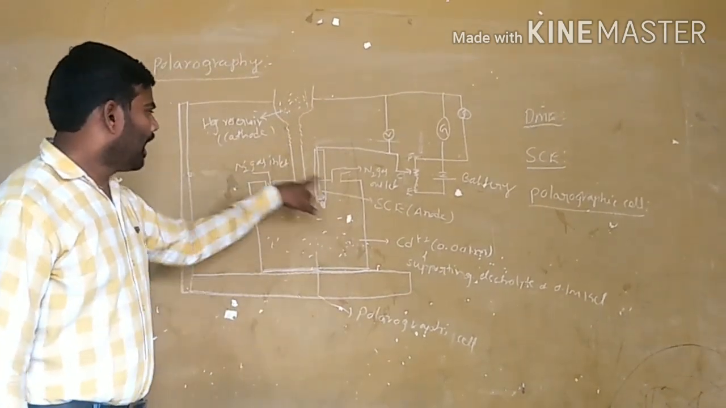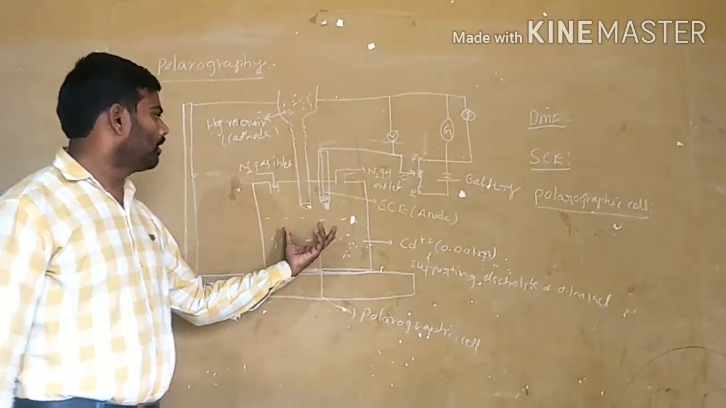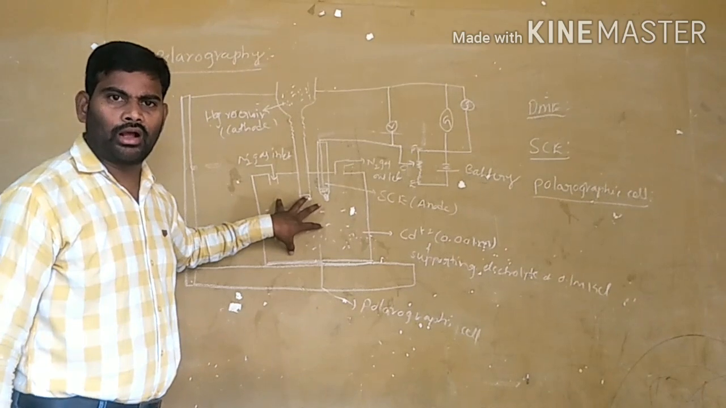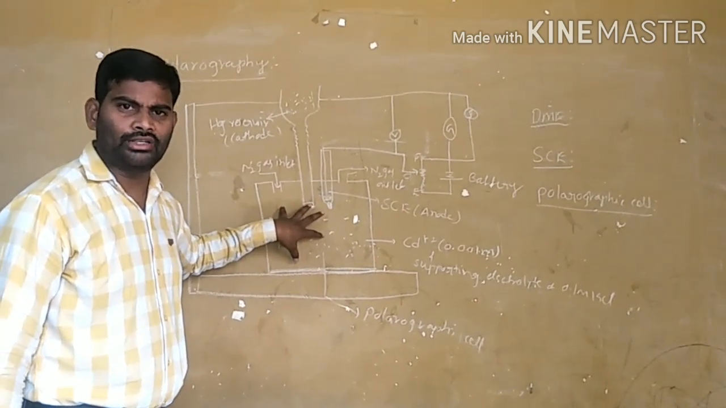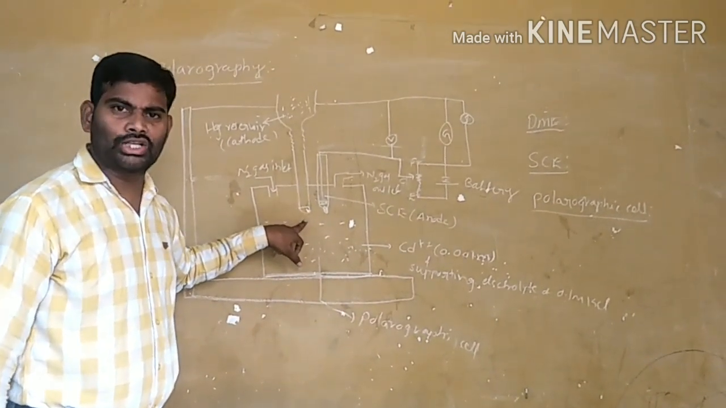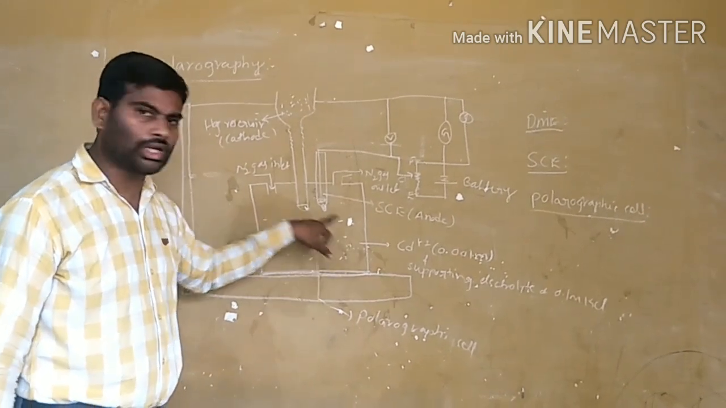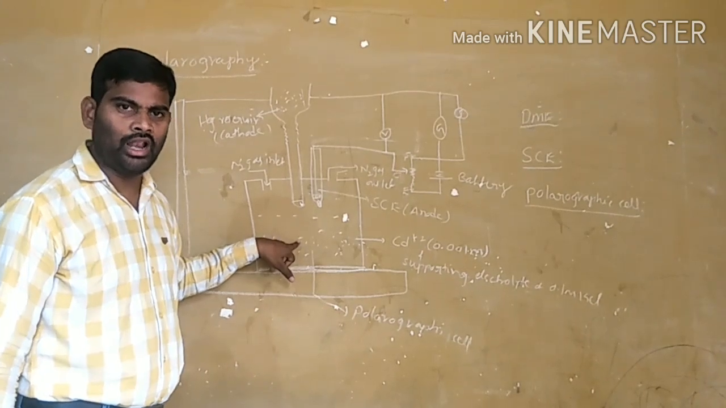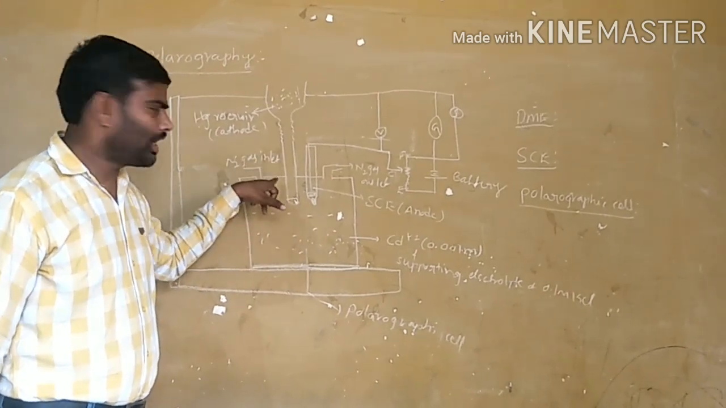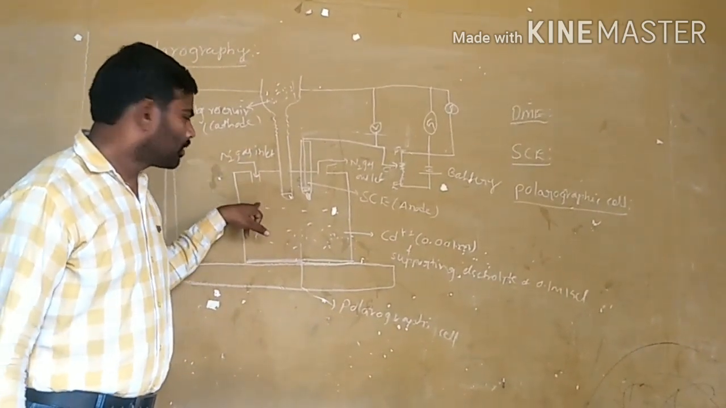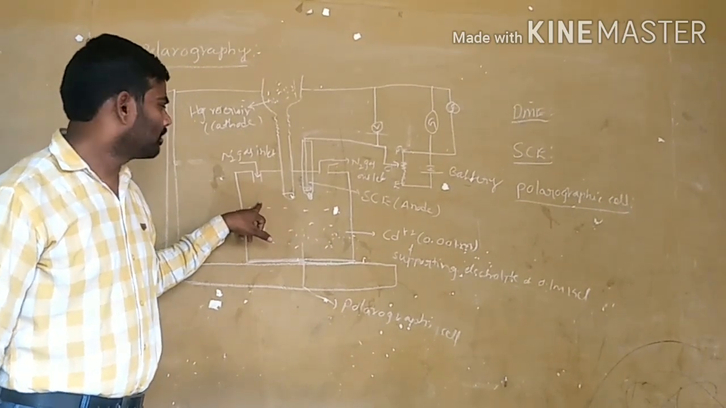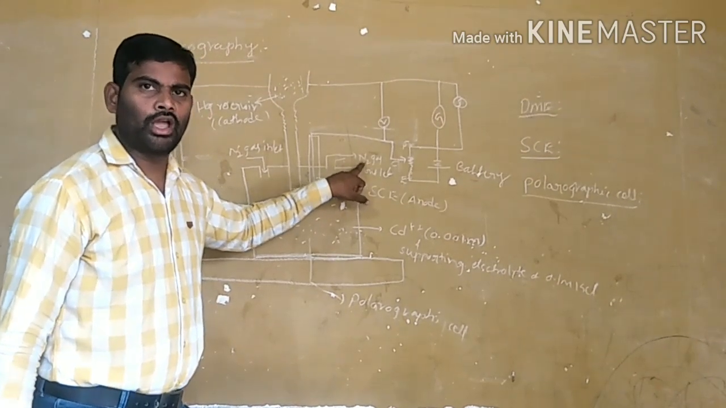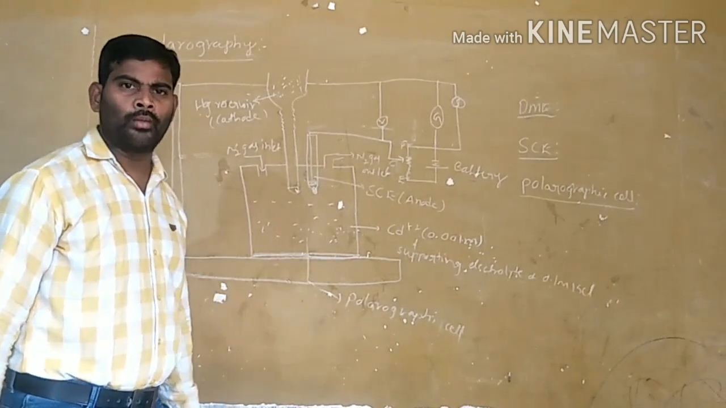In this polarographic cell, some oxygen will be present, and to remove the dissolved oxygen in this solution, we pass the inert gas, N2 gas. With this, the dissolved oxygen is removed by saturating the solution with nitrogen gas.